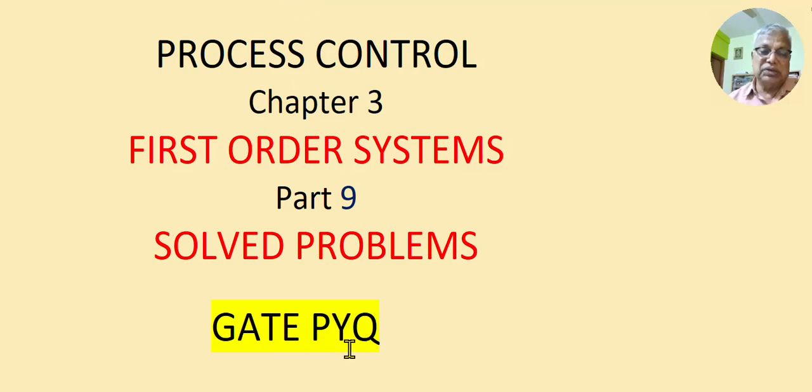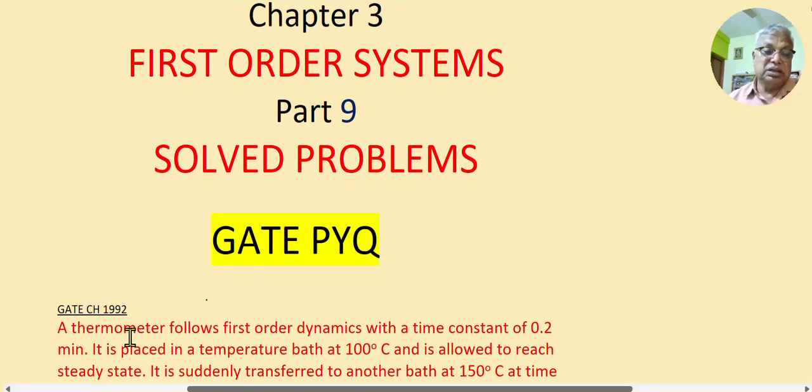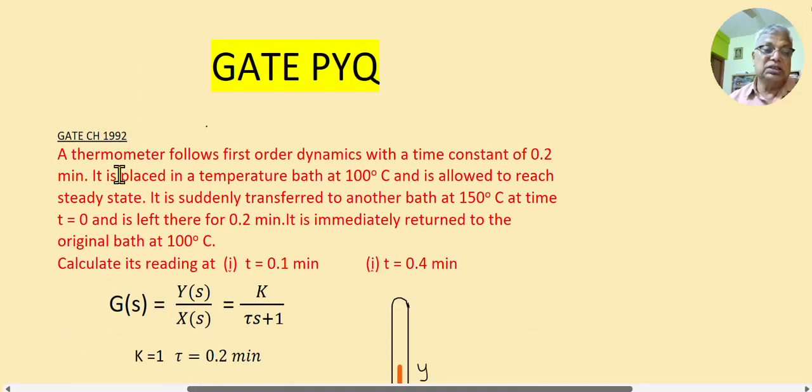This question is a previous year question from the GATE chemical engineering paper, GATE chemical engineering 1992. The question is this: a thermometer follows first order dynamics with a time constant of 0.2 minute.